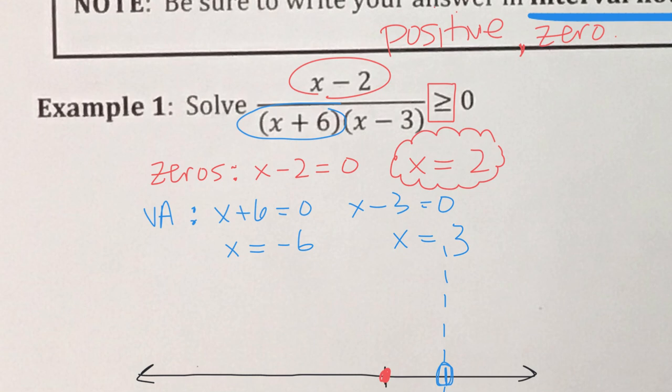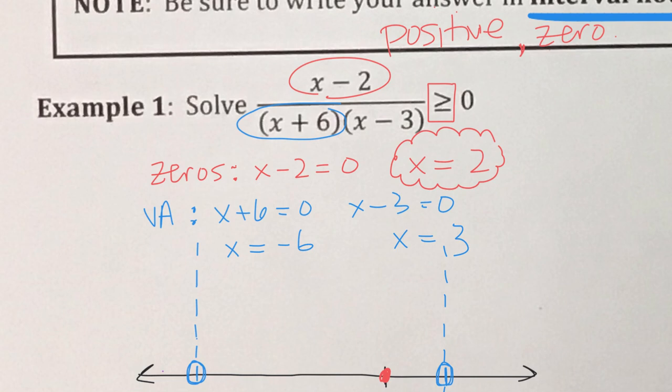Okay, same thing with -6. We'll come over here to the left, put an open circle, and then we will put in our dashed lines, reminding ourselves that's an asymptote, not an answer. So now let's get to our next part, which is figuring out whether we're positive or negative.